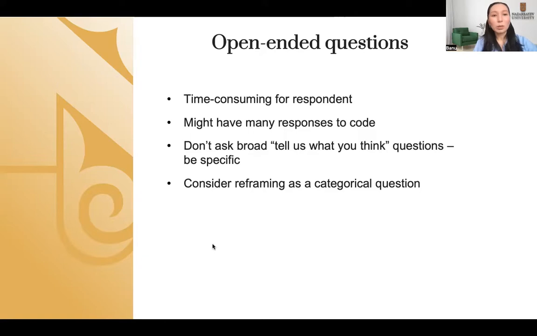And also, when you have open-ended questions, try to consider reframing them as categorical questions. Think about the most common or most frequent response options that people might have. And then, of course, you can also include the option of "other" and provide something for exceptional cases when a respondent has to report something that was not captured within your response options.